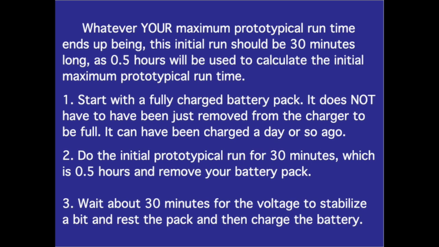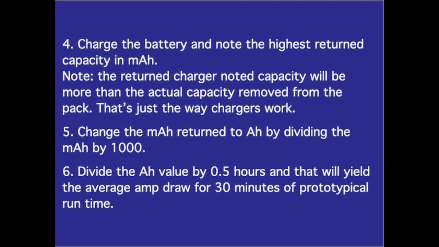1. Start with a fully charged battery pack. It does not have to have been just removed from the charger to be full. It can have been charged a day or so ago. 2. Do the initial prototypical run for 30 minutes, which is 0.5 hours, and remove your battery pack. 3. Wait about 30 minutes for the voltage to stabilize a bit and rest the pack, and then charge the battery. 4. Charge the battery and note the highest return capacity in milliamp hours.